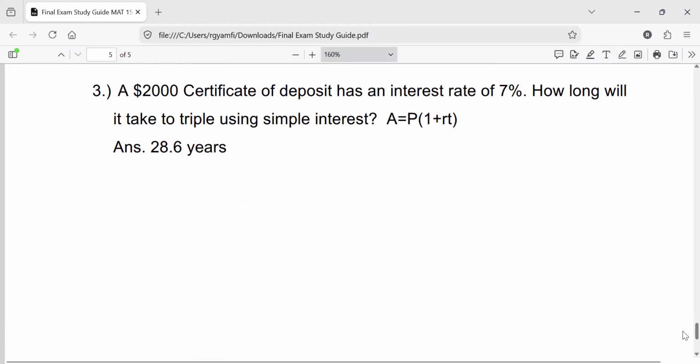Yay. So here we've got a simple interest problem. This time we're given the formula, which is good. So you've got a 2,000 certificate of deposit, and it has an interest rate of 7%, which is my R. How long would it take to triple using simple interest? Wow. You want to know when it's going to triple. So how long is time? Now, if $2,000 triples, you have $6,000, right? That's the tripling amount. So you want to find the time.